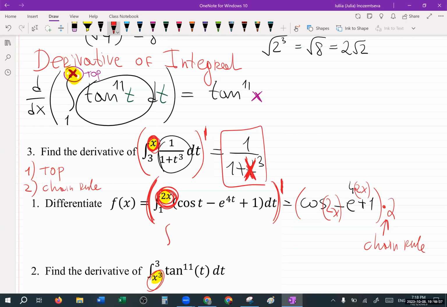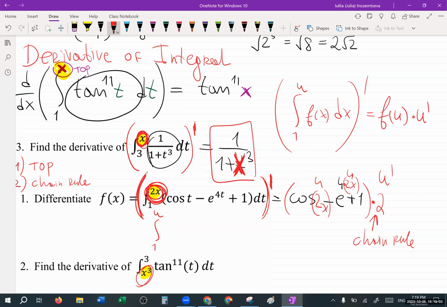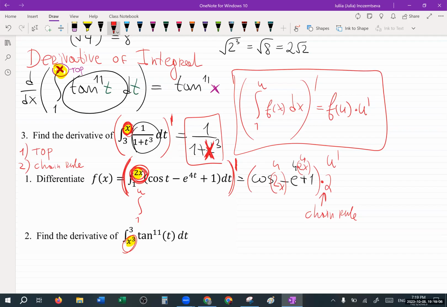Another way of seeing it is the integral from 1 to u. You plug u everywhere, just like I told you before. If there's x, you plug x. But because u is a function, you do times u prime. So integral from 1 to u, f of x, dx. And you're differentiating that, it will be f at u times u prime. This is kind of what it means. It's still changing. I did not remember this formula. I just kind of made it up right now. What I remember is a technique. So I recommend you do that with a technique.